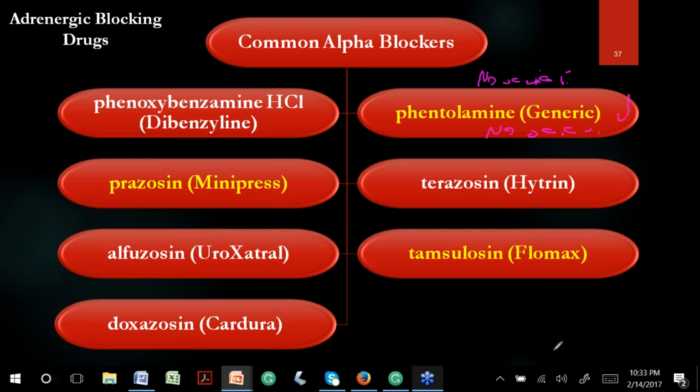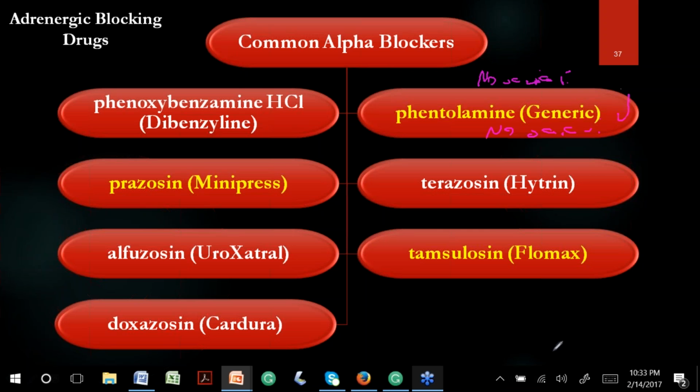So what is important about the phentolamine? Please, this is full NCLEX, okay? Phentolamine is used in hypertension for people who suffer from pheochromocytoma. Write it in your notes. Pheochromocytoma is a cancer of the adrenal gland medulla.